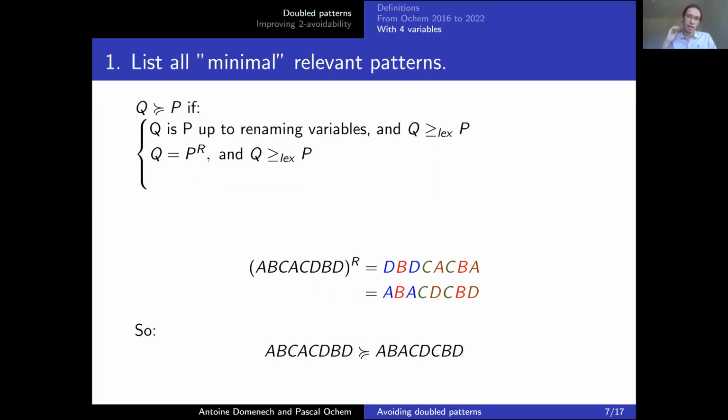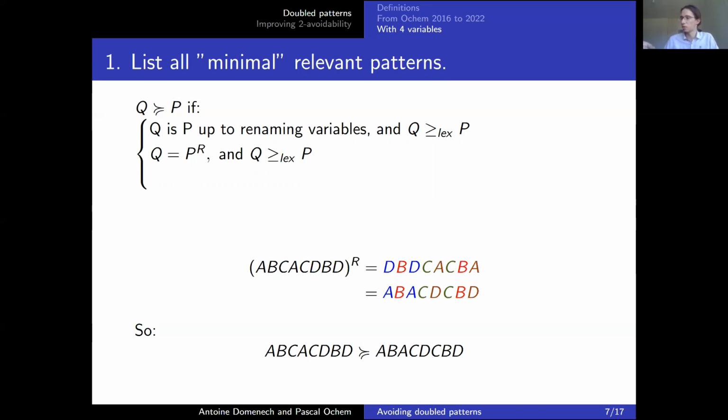And it has been studied. And a nice property is that a pattern is avoidable if and only if its reverse is avoidable. So we can study only one of them, and we chose to study only the lexicographically smaller. So once again, you can take a look at the example.